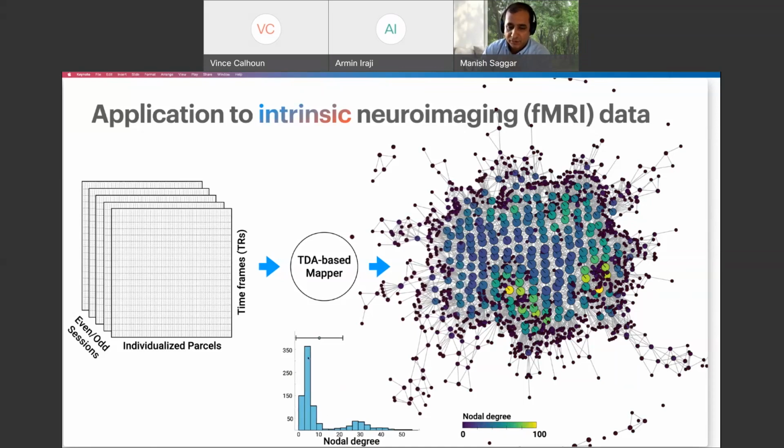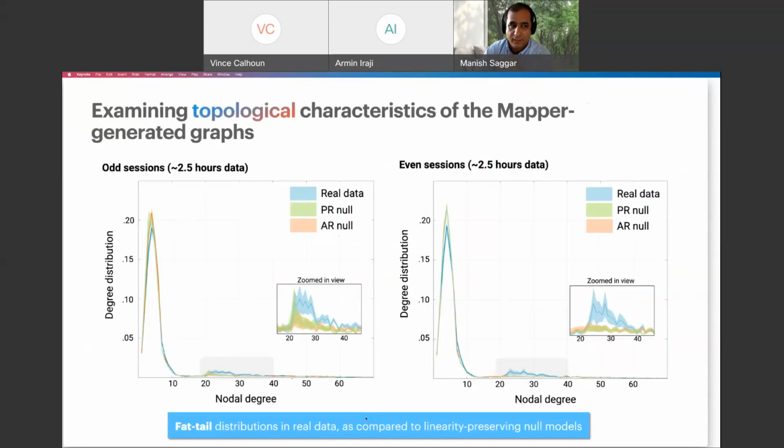And you look at the degree distribution as well, and found this kind of bump in the degree distribution that was kind of interesting to see. And then we compared this bump with null models. So averaging across these 10 people for odd or even sessions separately, we found that the degree distribution has a fat tail. The real versus null data has these high degree nodes in the real data, which are not there in the null data. And that sort of piqued our curiosity as to why is it happening?